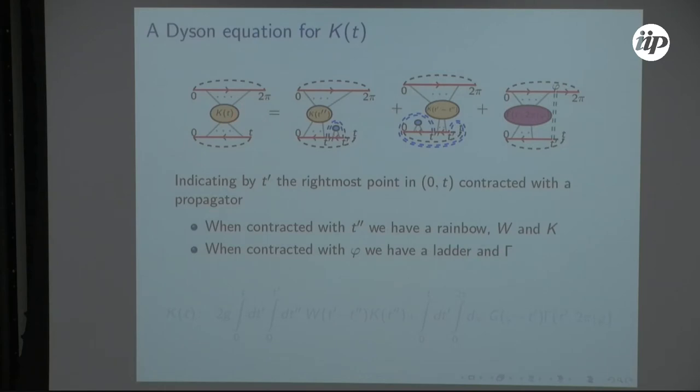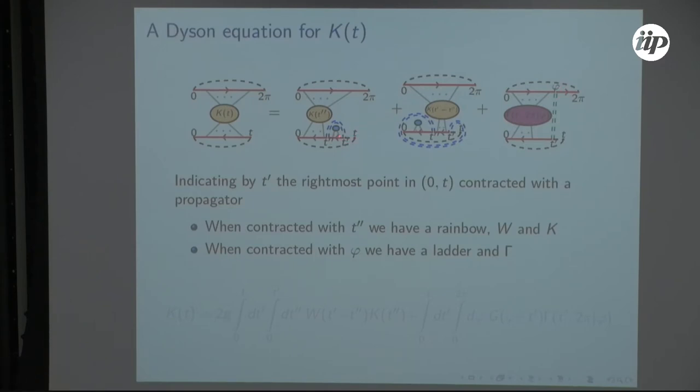So the connected correlator between these two traces is depicted by a yellow blob now. Let me call T prime the rightmost point. At least there is going to be a propagator. Otherwise, if there was no propagator in the lower segment, that could be disconnected from the first one. So there is at least one. Let me call T prime the rightmost point connected with the propagator. And there are two possibilities. Either this is connected with another point in the same segment, which I call T second, or it is connected with a point in another segment, with a ladder.